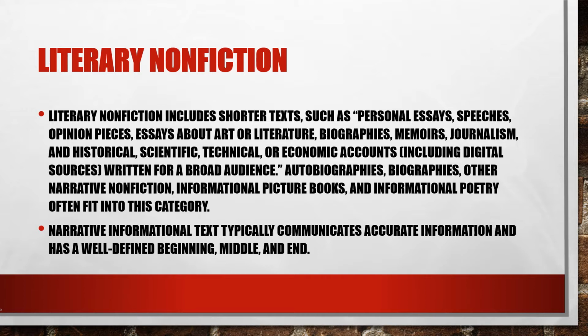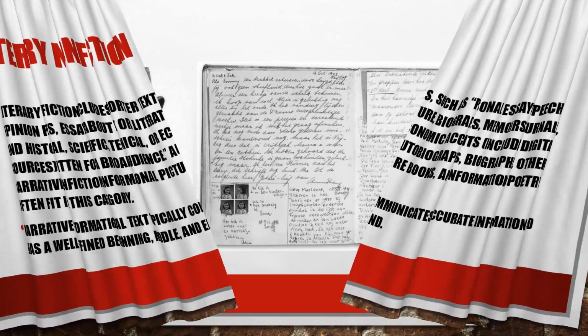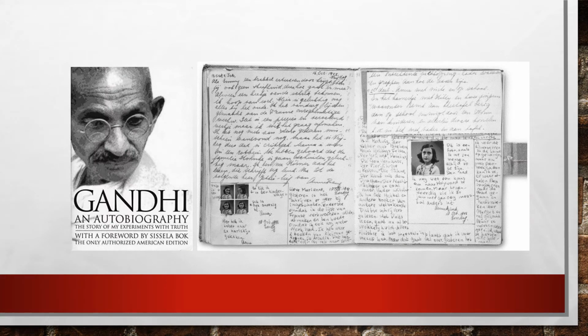Autobiographies, biographies, other narrative nonfiction, informational picture books, and informational poetry often fit into this category. Narrative informational text typically communicates accurate information and has a well-defined beginning, middle, and end. Here is an example of a literary nonfiction, an autobiography.